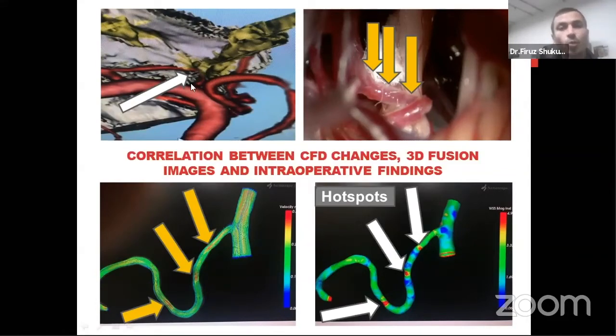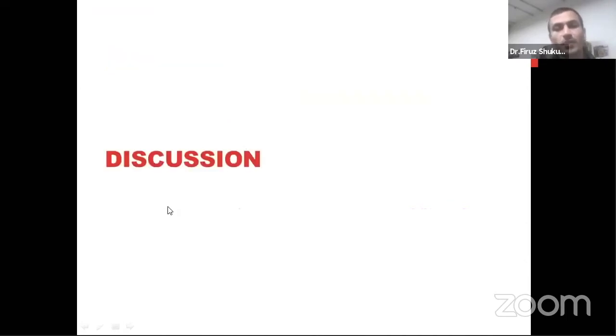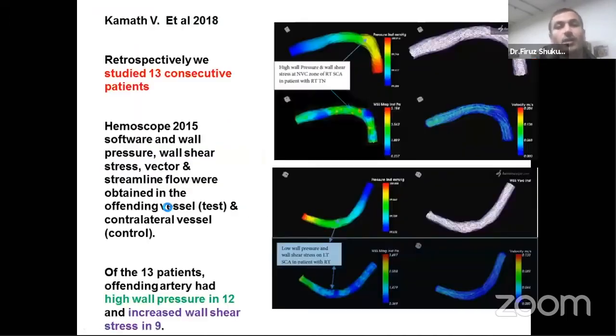And this is the preoperative 3D fusion of this patient. So we can find that these parameters correlate with each other preoperatively, intraoperatively, and in CFD changes. High wall shear stress correlated well with intraoperative findings in 8 out of 10 cases. Streamline flow correlated in 7 out of 10 cases. Wall pressure changes and flow vector showed no positive correlations.